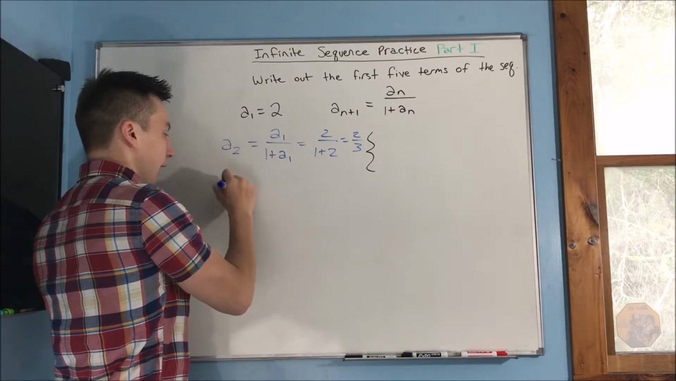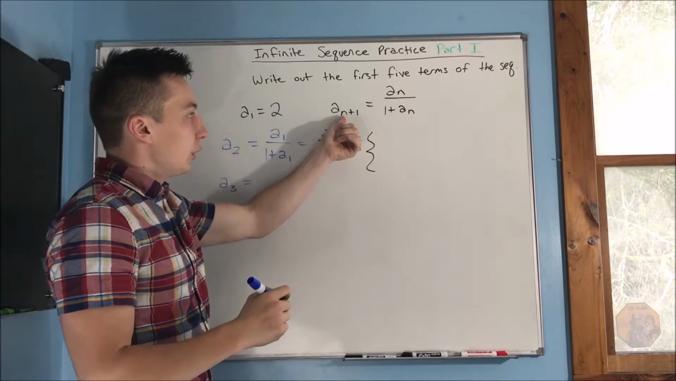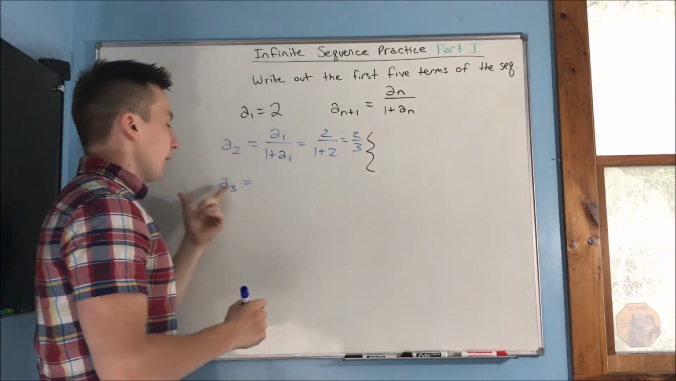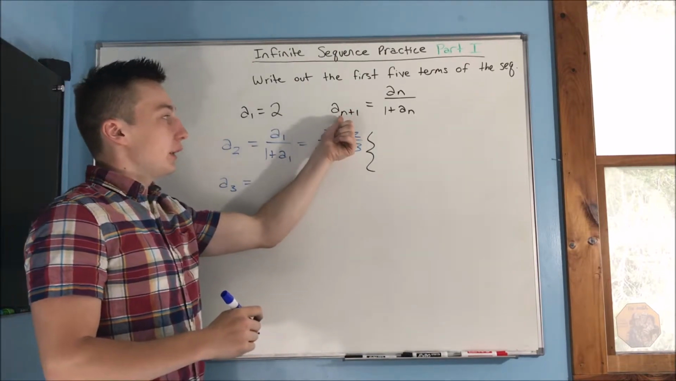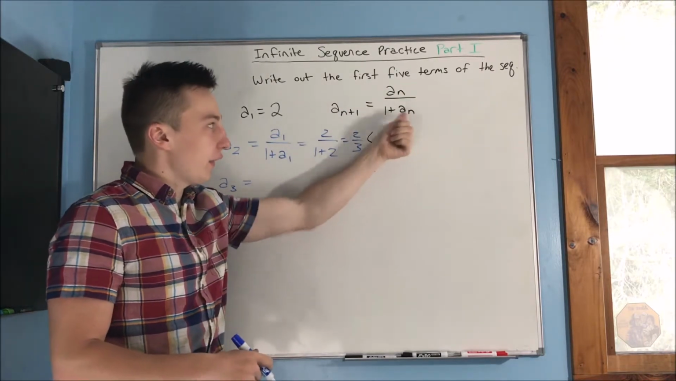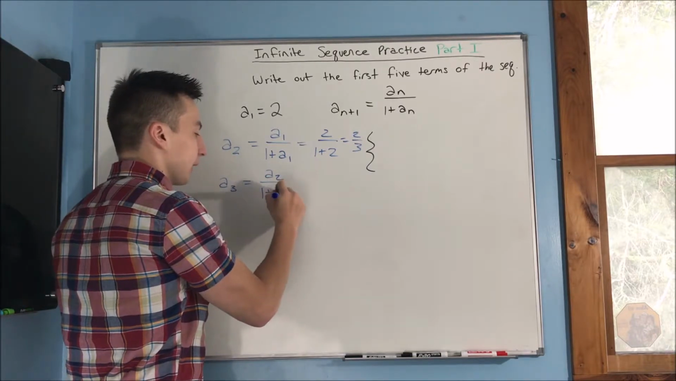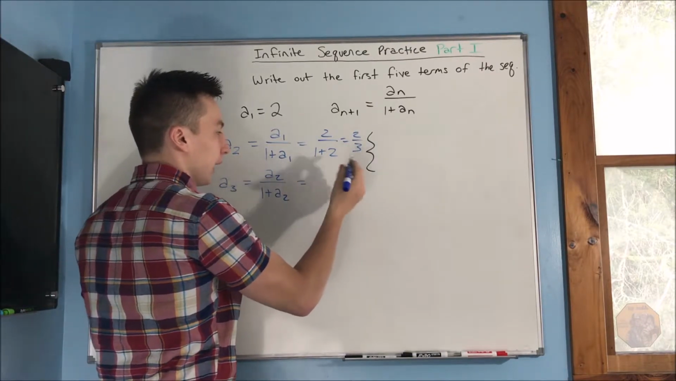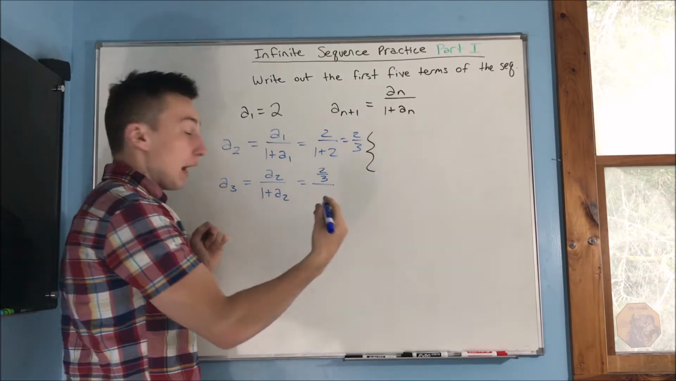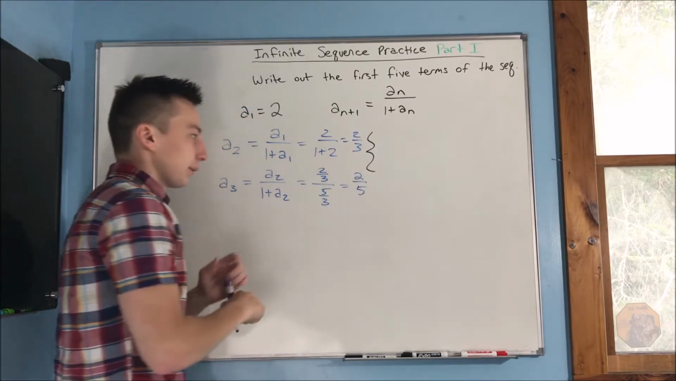So for a sub 3, we plug in a 2 here. We plug in a 2 here to get 2 plus 1, and that gives us a sub 3. Now remember, we plugged in a 2 for n. That means there's going to be a 2 for that n and a 2 for that n. So we're going to get a sub 2 over 1 plus a sub 2. That means we're going to get 2/3 on top and 1 plus 2/3, that's 5/3, on the bottom, which simplifies down to 2/5.